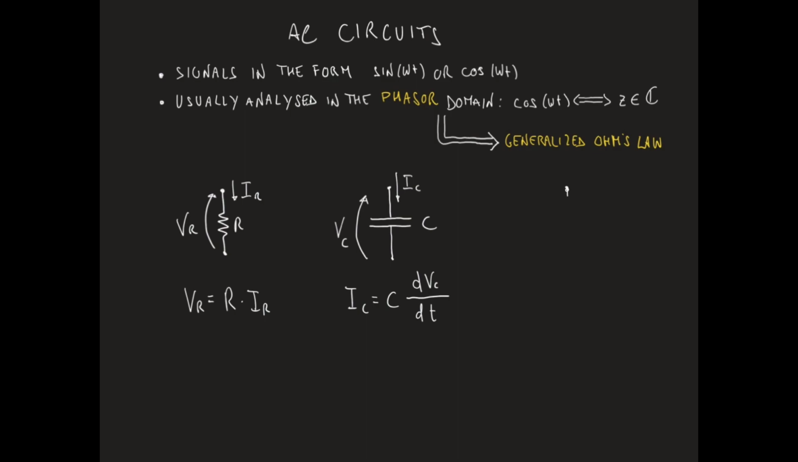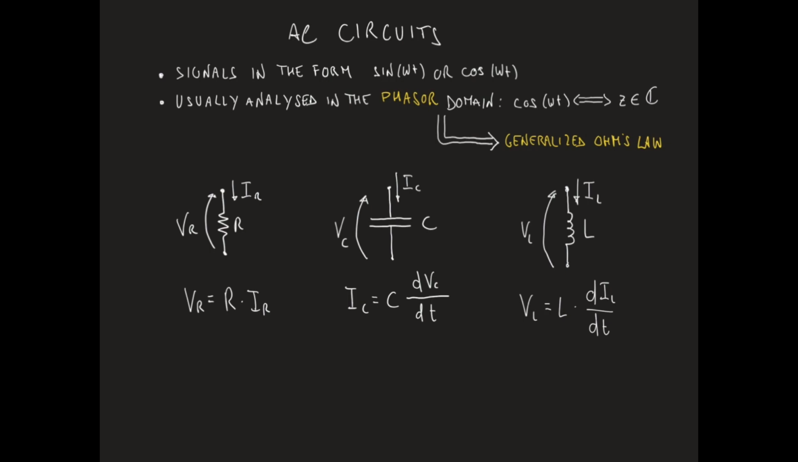Also in an inductor with inductance L, the relationship between the current IL flowing through the inductor and the voltage VL across the inductor is of the differential kind, with the voltage VL equal to the inductance L times the time derivative of IL.